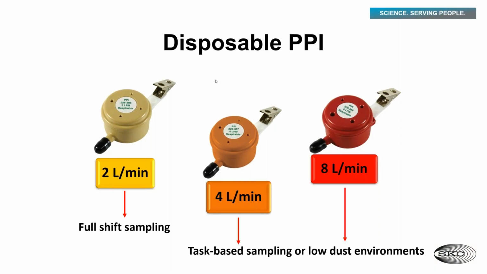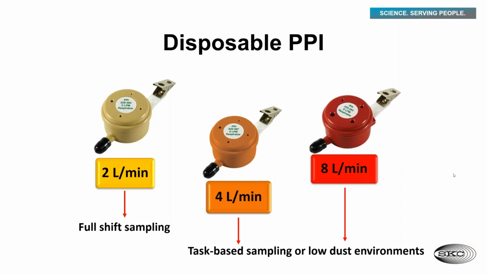You can't really do that with a size-selective sampler because of what we've already talked about. And so if you notice, as you look across the different PPIs, you'll notice that the inlet sizes, the holes, are very different. So these have been specifically tuned to a 4 liter a minute as well as an 8 liter a minute flow rate.